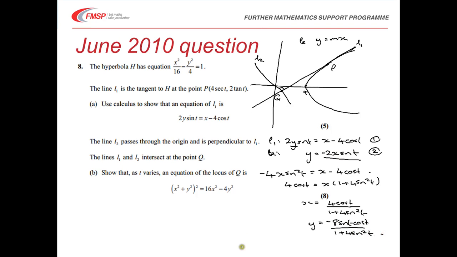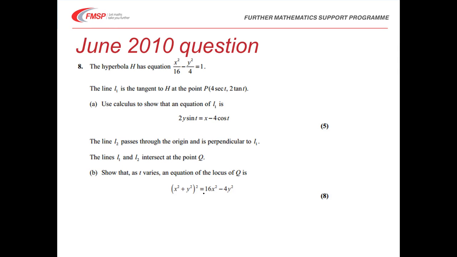Okay, now I've got x and y in terms of this parameter t, but I need to show this is a Cartesian equation for that locus as t varies. So what I'm going to do is work out what the left hand side expression is in terms of t, and then work out what the right hand side expression is in terms of t, and hopefully we'll see the same expression, which means that the equation we were given there is the locus of Q.